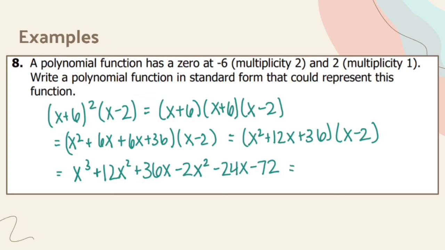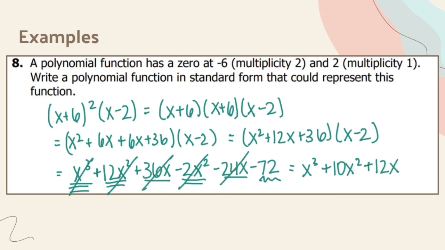So then I'm going to combine like terms. This one is x cubed, x squared, x squared, x, and 72. Okay, so this just helps me see which ones are actually like terms and easier to combine. So I'm going to start with x cubed. 12x squared minus 2x squared is 10x squared. 36x minus 24x is positive 12x. And then negative 72. And this is our polynomial in standard form that could have these zeros.